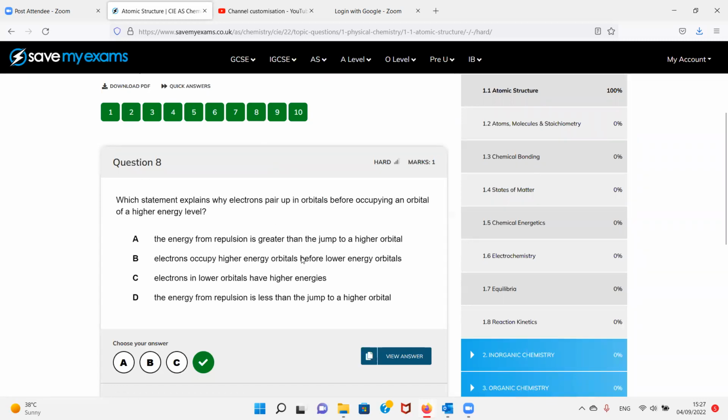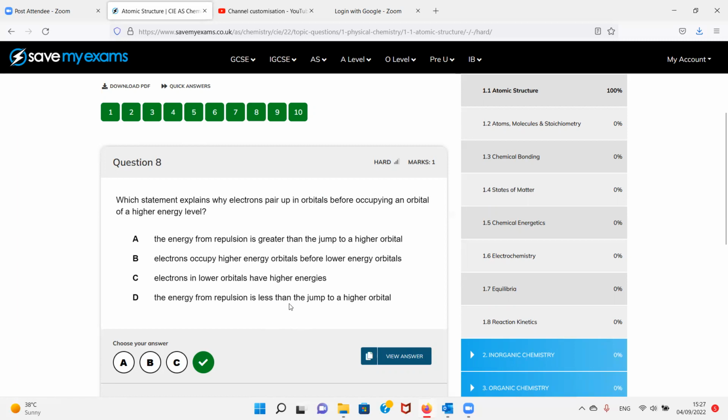Okay, next, which statement explains why electrons pair up in orbitals before occupying an orbital of higher energy? The energy from repulsion is greater than to jump to a higher orbital. Electrons occupy higher energy before the lower energy. Electrons in lower orbitals have higher energy. And the energy from repulsion is less than the energy from jumping to a higher orbital, which is the correct thing.